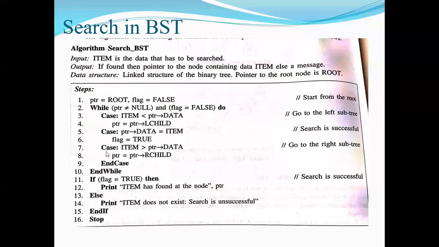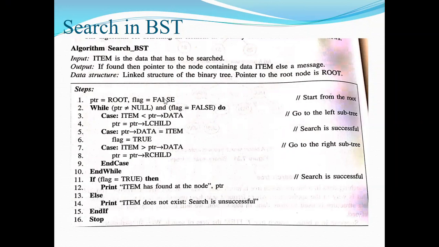So this is a while loop. This will continue until this condition becomes false. Then, once exiting from this loop, we will check if the flag is true. If flag is true, then it means that we have found the item, that is, the item is found at the node. Otherwise, we will print the item does not exist and the search is unsuccessful.